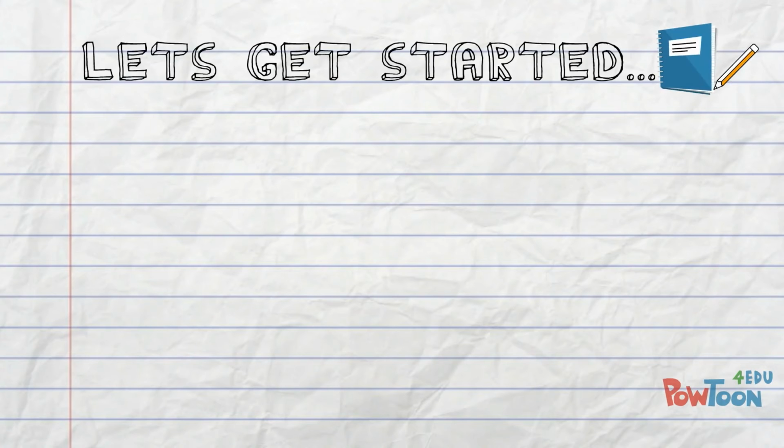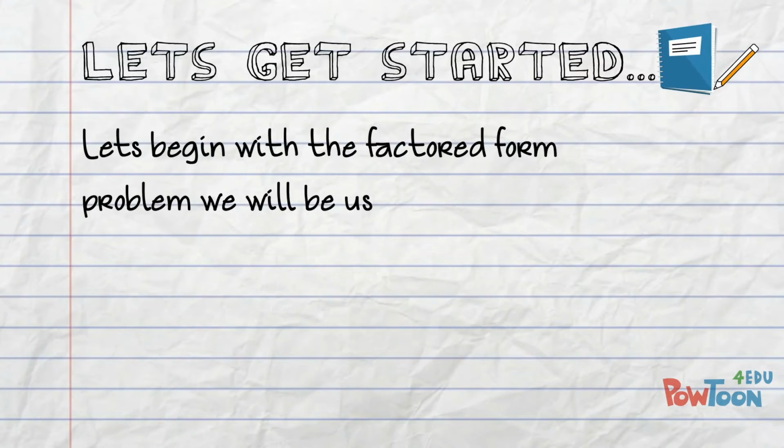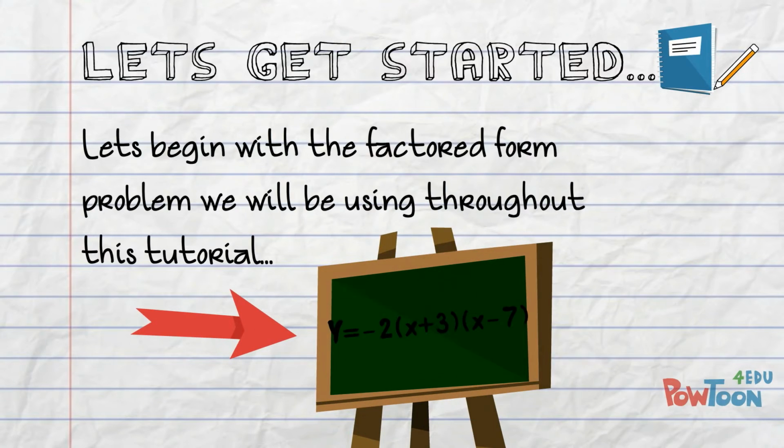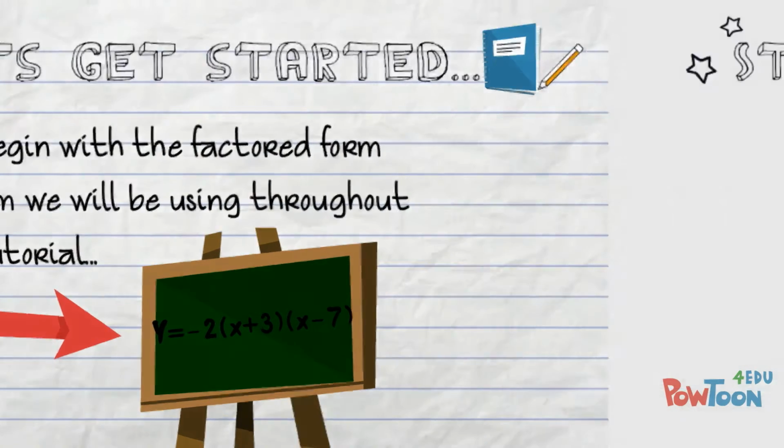Let's get started. Let's begin with the factored form problem that we'll be using throughout this tutorial. The following factored form problem we'll be using is y equals negative 2 bracket x plus 3 bracket x minus 7. You guys might want to write this down.